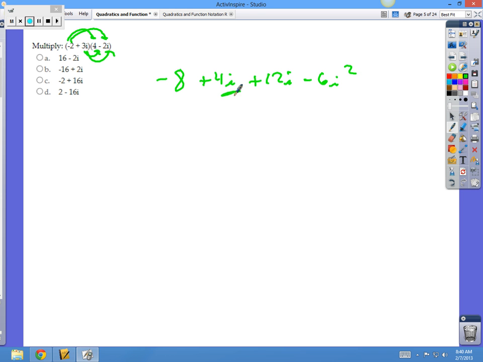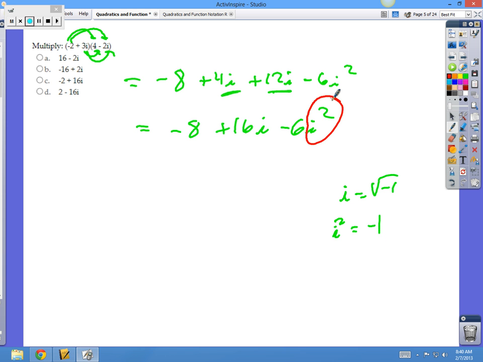Combine these two middle terms, and you're going to have a total of negative 8 plus 16i minus 6i squared. And then all you need to know about imaginaries is that an imaginary is the square root of a negative, but an i squared is equal to a real number, negative 1. So you are going to swap out this i squared. It's going to be a negative 6 times a negative 1, which is a positive 6.